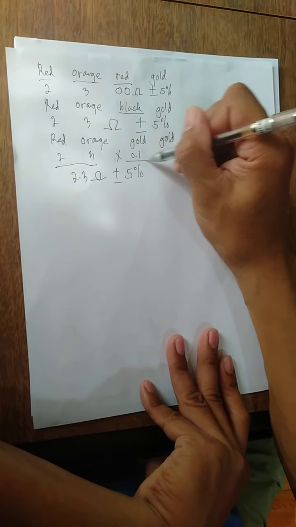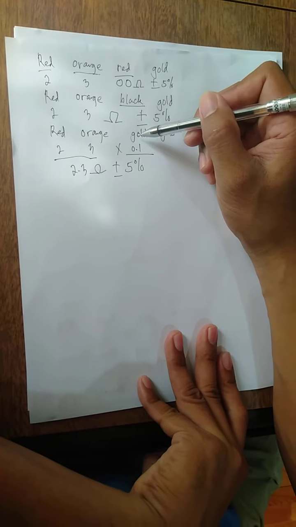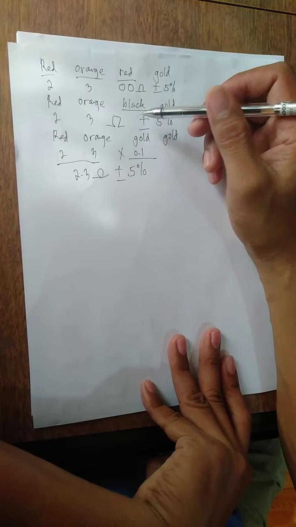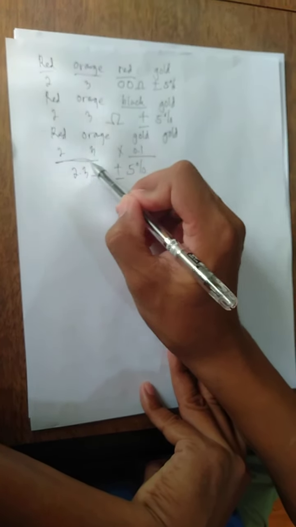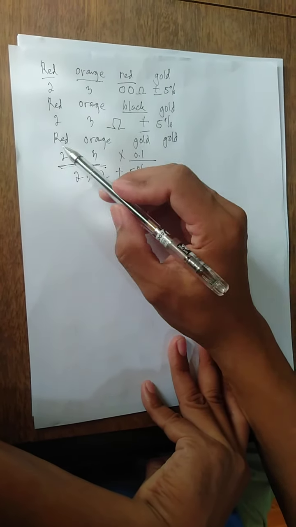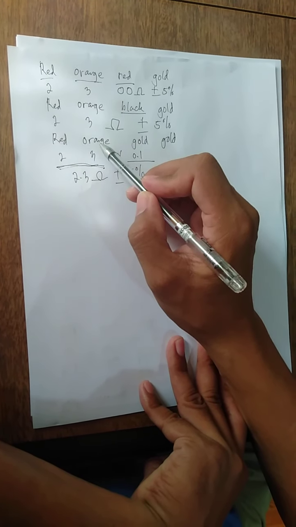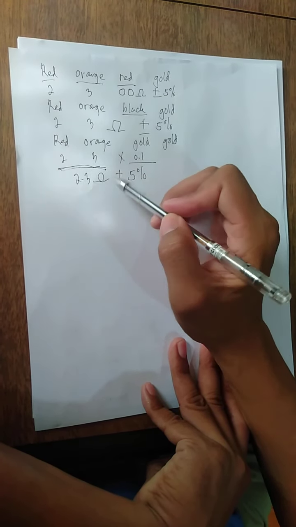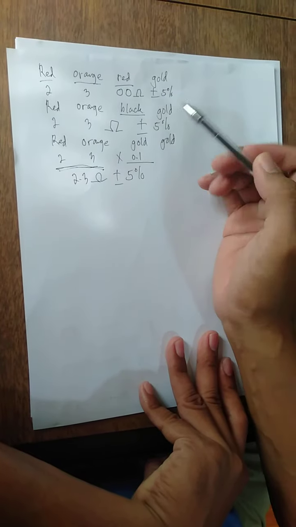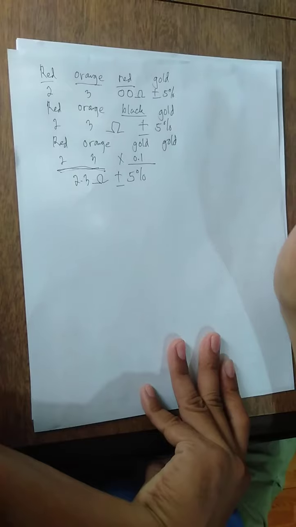Okay? So, every time that your multiplier is gold, always multiply your numbers here by 0.1. So whatever the colors here, like for example, this is yellow, and then this is red, that's 42. 42 times 0.1, that's 4.2. Okay? And then the gold is positive, negative 5%.